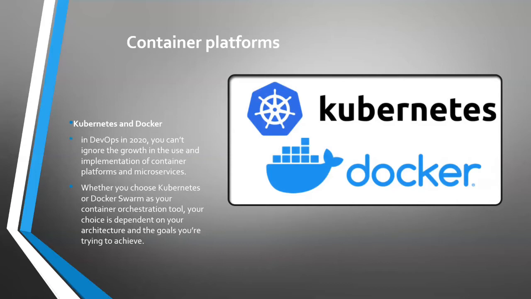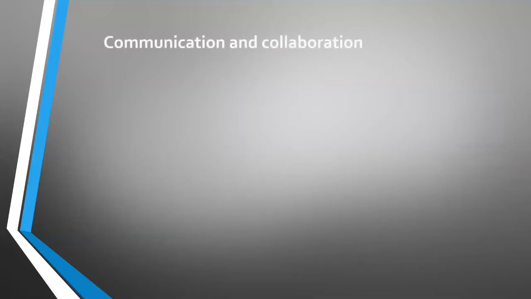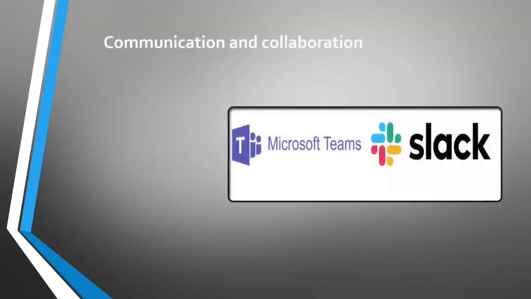Breaking large applications and products into microservices running on containers can greatly benefit deployment, development speed, as well as reliability through limited blast radiuses. But neither Kubernetes nor Docker Swarm can prevent you from poorly architected services that starts with your team. Communication and collaboration, Slack or Microsoft Teams.